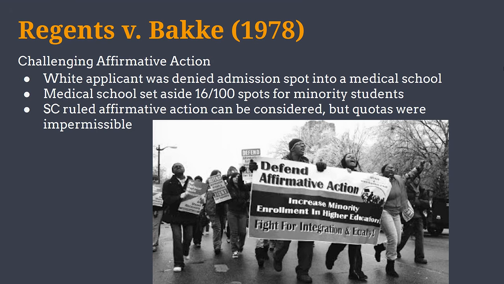Some universities instituted minimum quotas of acceptance of minority students. This was challenged when a white applicant was denied admission into a California medical school, which had set aside 16 out of its 100 spots for minority students. The Supreme Court ruled affirmative action can be considered when making admission decisions. However, specific racial quotas were impermissible.